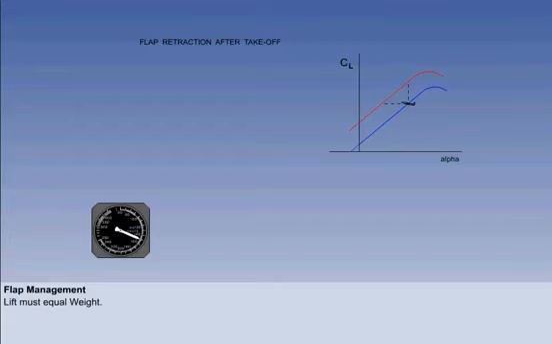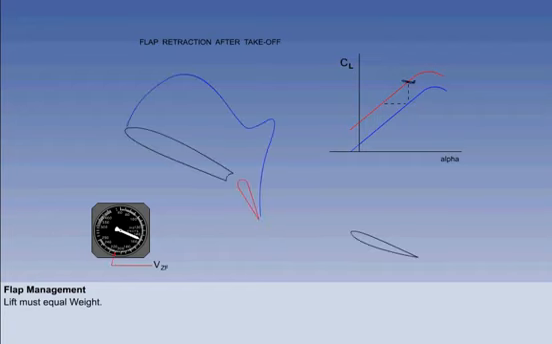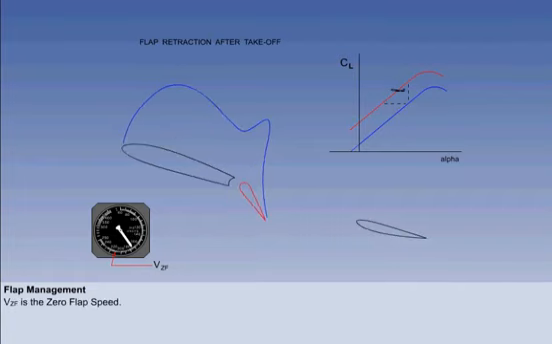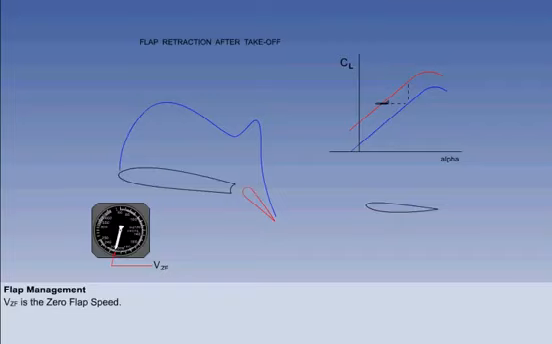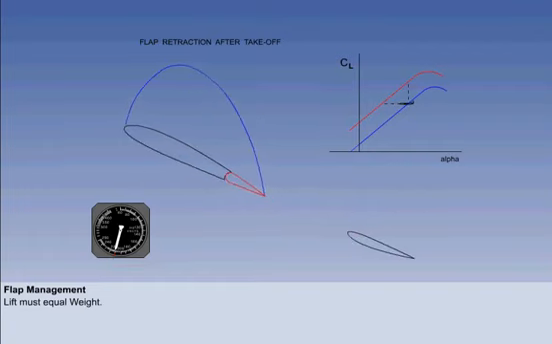We must trade indicated airspeed and angle of attack to keep lift the same as the weight. Let's reset the original conditions to consider the correct way to retract the flaps after takeoff. Before retracting the flaps, the indicated airspeed must be increased to VZF, the minimum indicated airspeed for zero flap. As the indicated airspeed increases, the angle of attack must be decreased to keep lift constant. Now when the flaps are retracted, the pilot can increase the angle of attack to keep the lift constant.